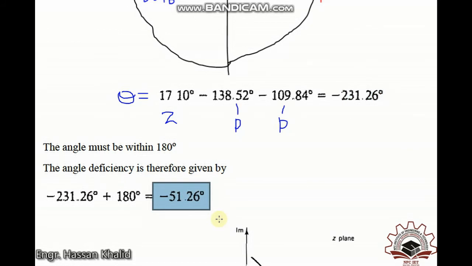Now this means that if we are trying to implement the digital controller, that controller should compensate the 51.26 degrees in order to make the difference 0. So let's now design our digital controller with the given constraints.